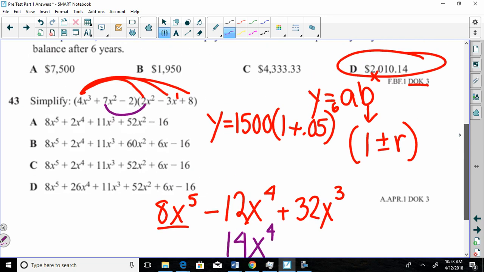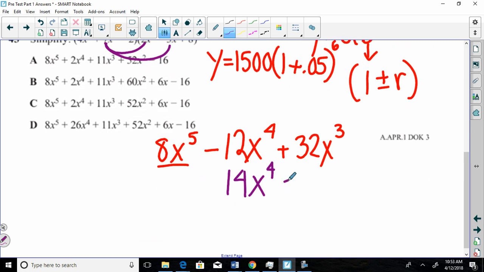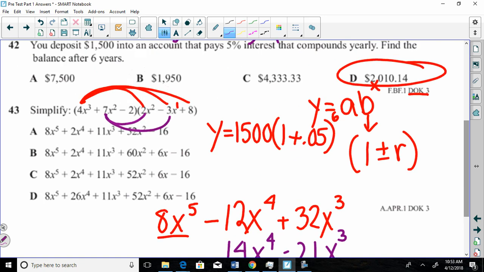And I'm lining them up with like terms. What's 7x squared times negative 3x? Yep, negative 21x cubed. Negative 7x times 8.